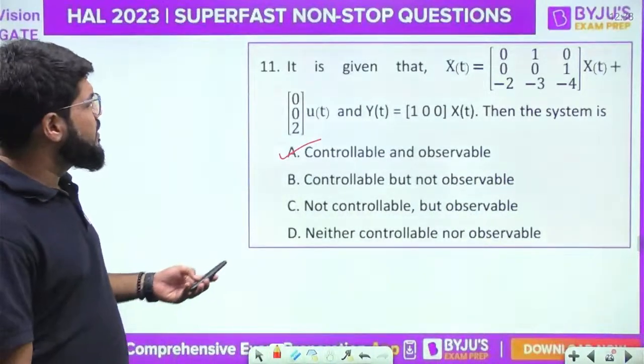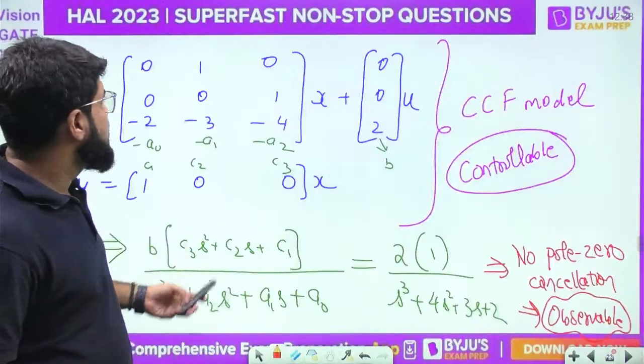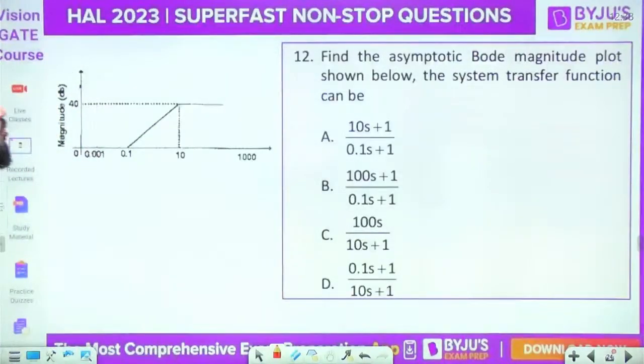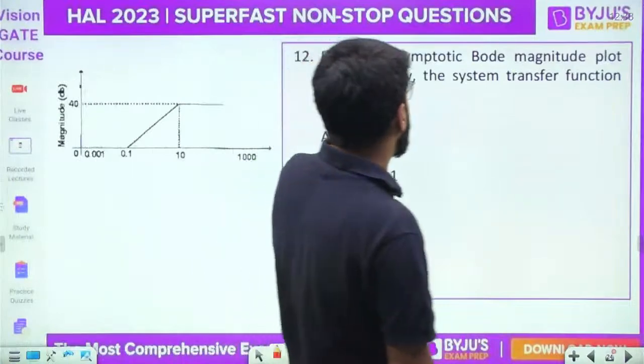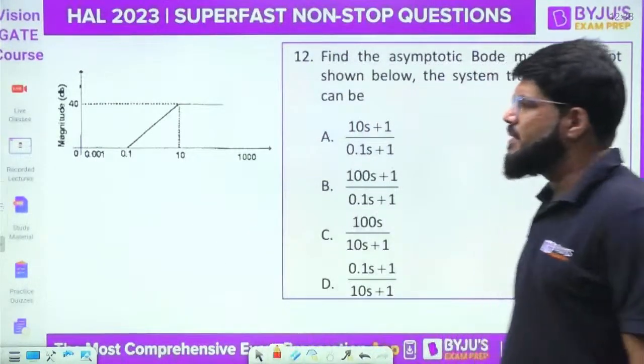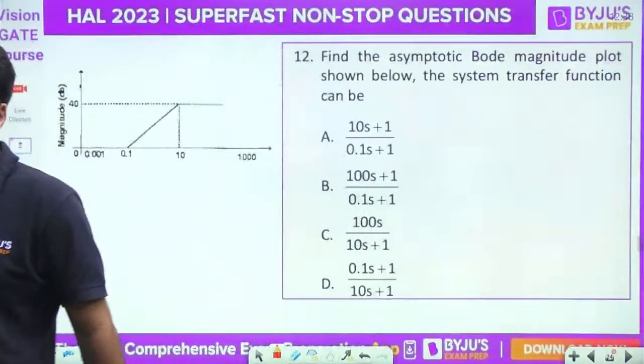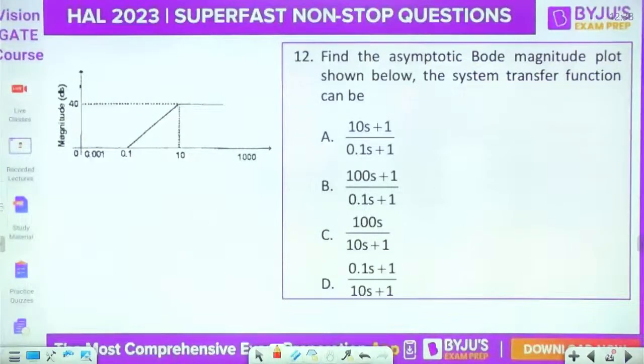Let's move ahead to the next question. Option A, controllable and observable, is the correct answer. Then we have question 12: find the asymptotic Bode magnitude plot shown below. What can the system transfer function be if this asymptotic Bode magnitude plot is given to you?